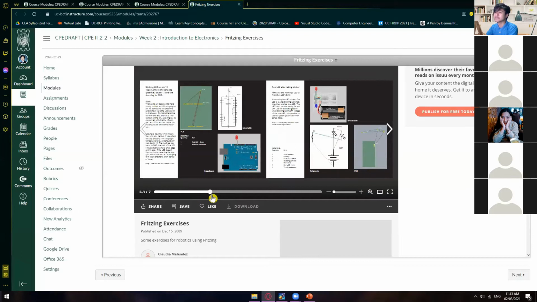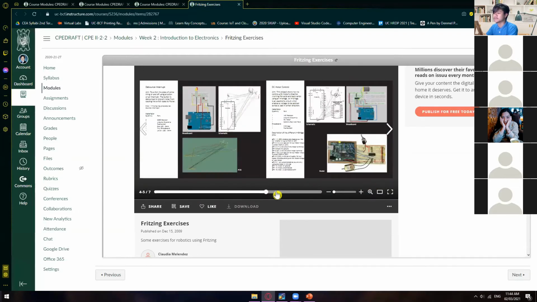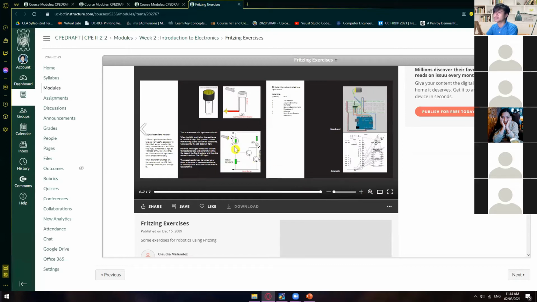Yeah, so this is another project. Where is the next button? This is another project, etc. Those are just simple projects wherein we just need simple components like servo motor, potentiometer, LEDs, resistors, and maybe some capacitors.